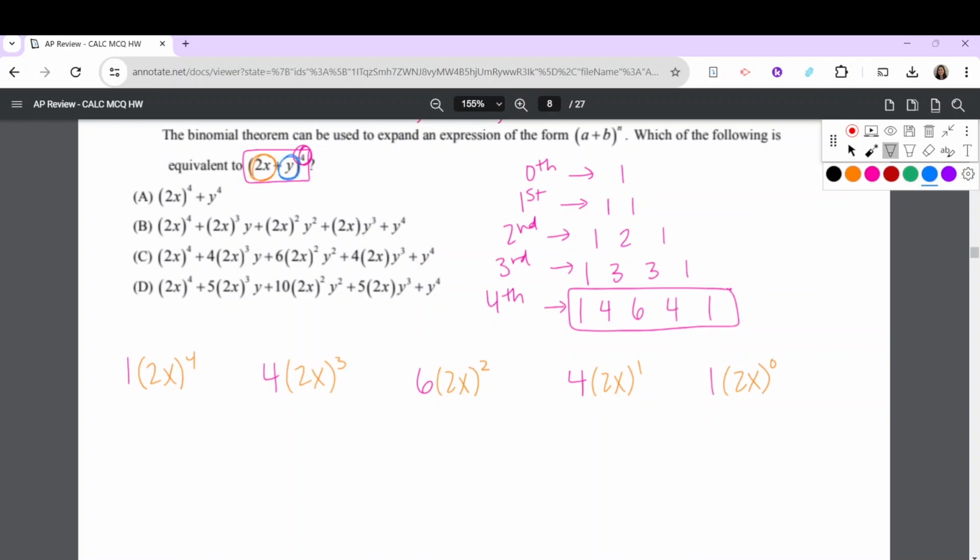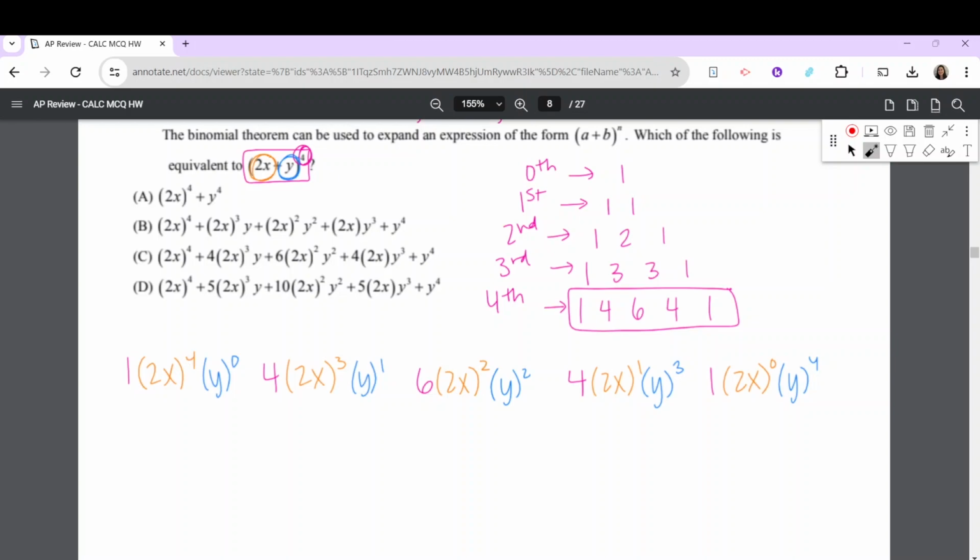Then our other term, this y, we're going to go in ascending order. So I'm going to start off with y to the 0, and then y to the 1st, y squared. And this is just something that mathematicians invented to help us not actually have to multiply this out 4 different times, because that would be very cumbersome.